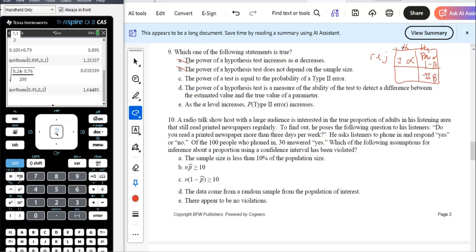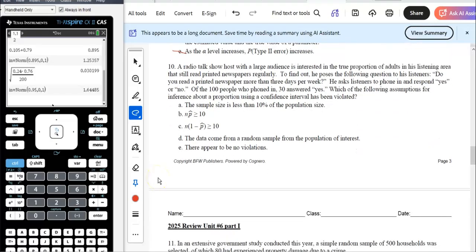Power of a test is equal to the probability of a type 2 error. Type 2 is beta, power is 1 minus beta. That's definitely not true. Power of a test measures the ability to detect the differences between the estimated value and the true value of the parameter. I'm leaning heavily towards that answer. I think that's the definition of power, mostly, maybe slightly different than I learned it. As the alpha level increases, the type 2 error increases. No, type 2 goes down. That's the exact opposite, so it's got to be D. I think if you look up the definition of power, it'd be pretty close to that.